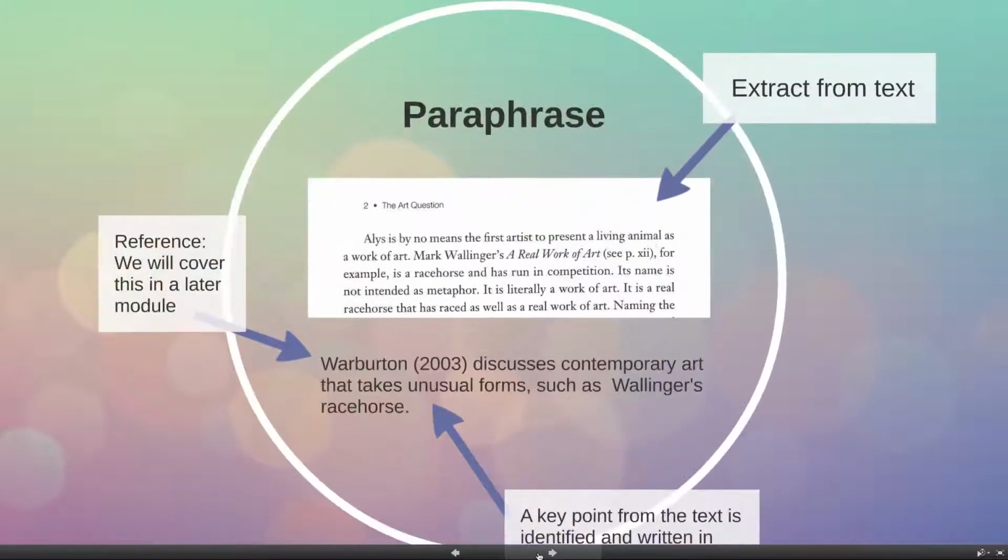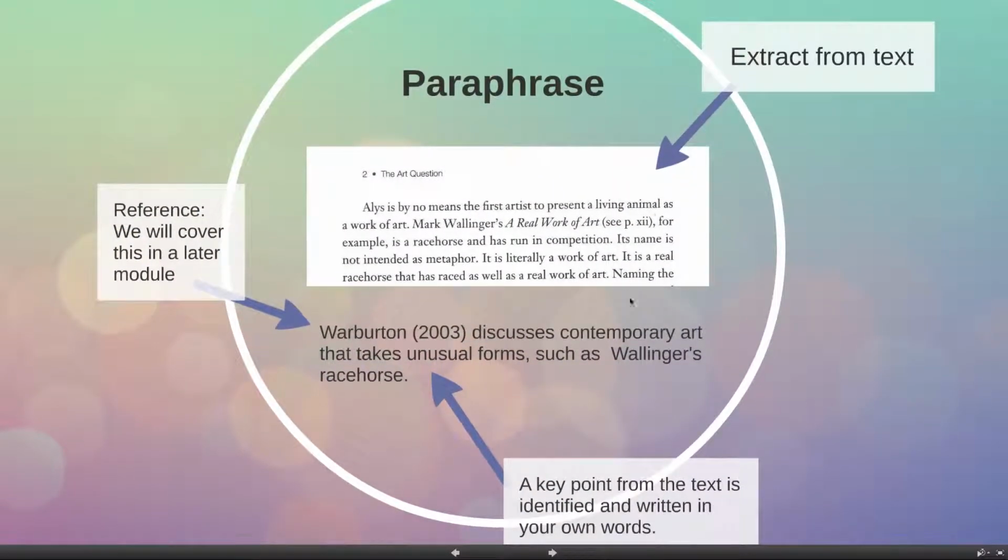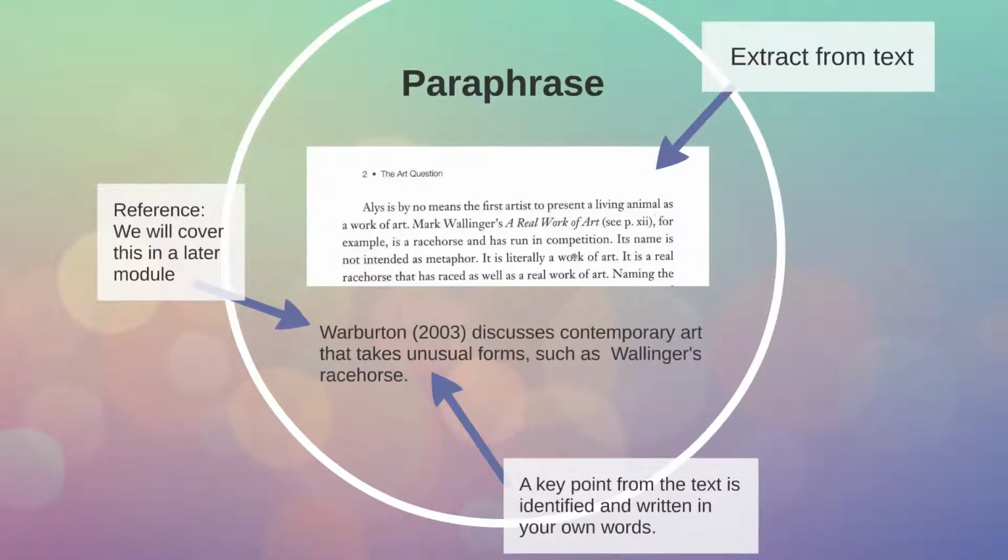And we've got an example here. So we've got a little bit of text here. Alice is by no means the first artist to present a living animal as a work of art. Mark Wallinger's A Real Work of Art, see page 12, for example, is a racehorse and has run in competition. Its name is not intended as metaphor. It is literally a work of art. It is a real racehorse that has raced as well as a real work of art. That's the extract from the text.